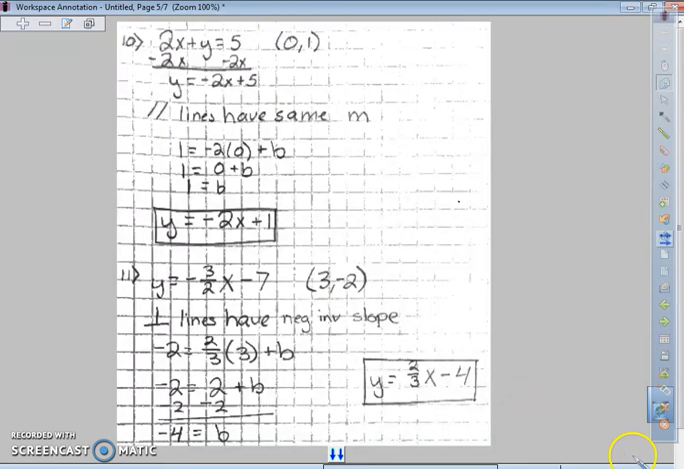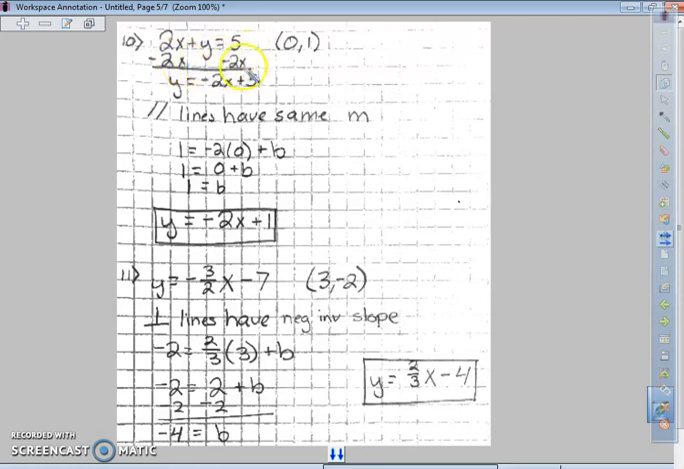Okay, number 10 says write the slope-intercept form of a line that's parallel. So I've got this, and I need to figure out what my slope is. To figure out my slope, I have to put it into y equals mx plus b.